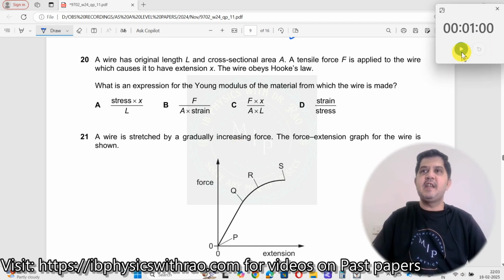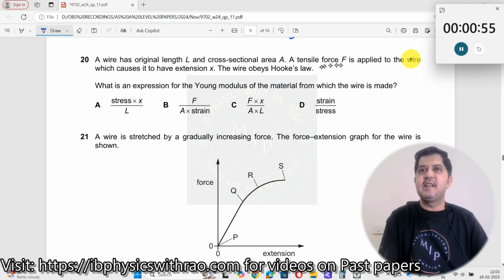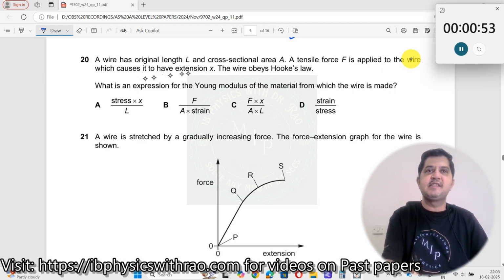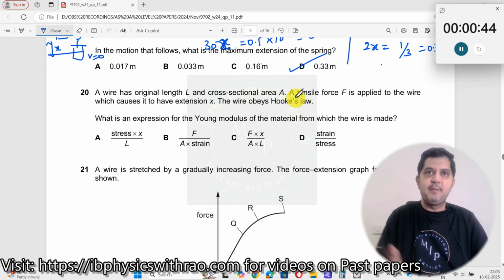Question number 20. A wire has the original length L, cross-sectional area A. Tensile force F is applied to the wire, which causes it to have an extension X. The wire obeys Hooke's law. What is an expression for Young's modulus? What is Young's modulus?